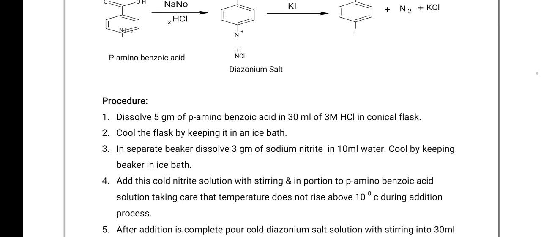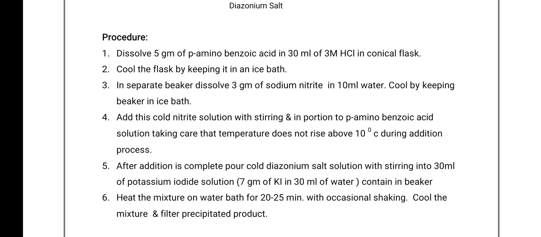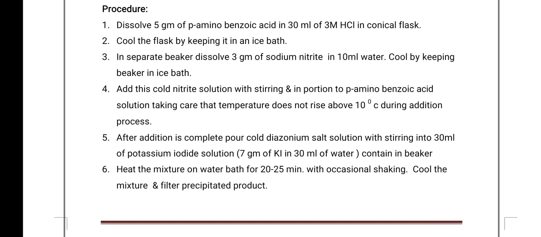Okay, now moving to the next part, which is the procedure. We have to take 5 grams of the para-aminobenzoic acid and dissolve it in 30 ml of hydrochloric acid. Then we have to cool it in an ice bath, because for this synthesis we have to maintain the temperature. Now in a second beaker, we are going to prepare 3 grams of sodium nitrite in 10 ml water. Again we are going to keep it in the ice bath. Now the prepared nitrite solution we are going to add into the para-aminobenzoic acid solution, and we are going to perform this reaction on the ice bath.